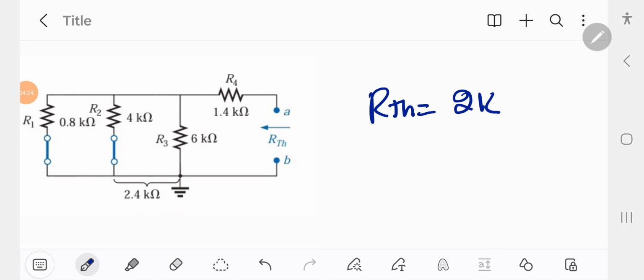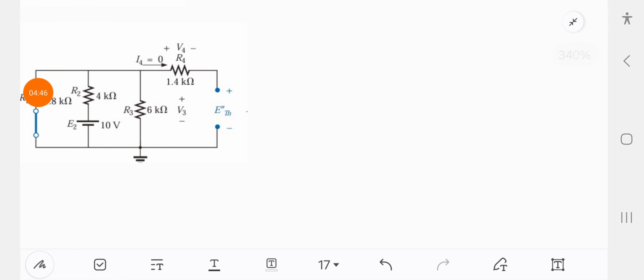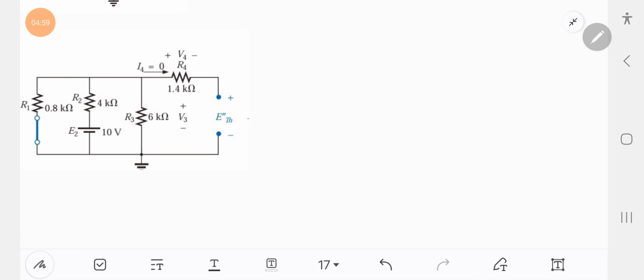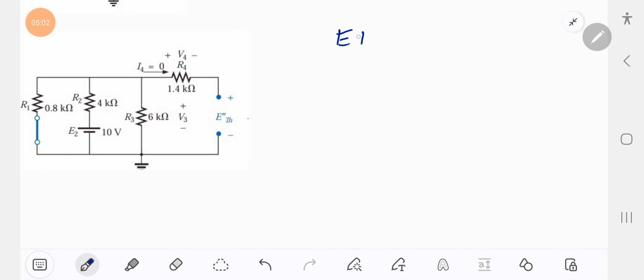Now in the second step we are going to find ETH. For ETH we will return the voltage sources and we will also apply the superposition theorem here in this circuit. So our circuit will look like this. So we return E2 and we will find ETH dash.